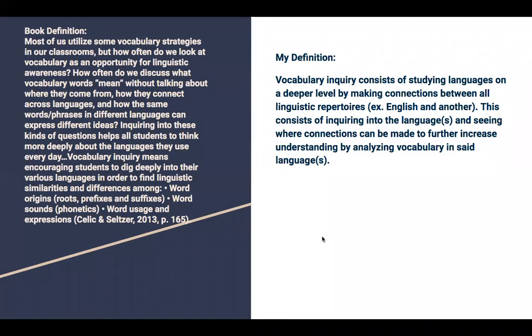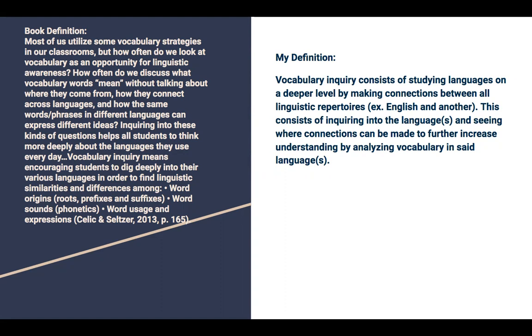So the book definition is here on the left, which is quite lengthy. So you can go ahead and read that. And my definition on the right is: vocabulary inquiry consists of studying languages on a deeper level by making connections between all linguistic repertoires. So an example is English and another language. My L1 is Spanish, so that's what I'll be comparing it to for sake of example.